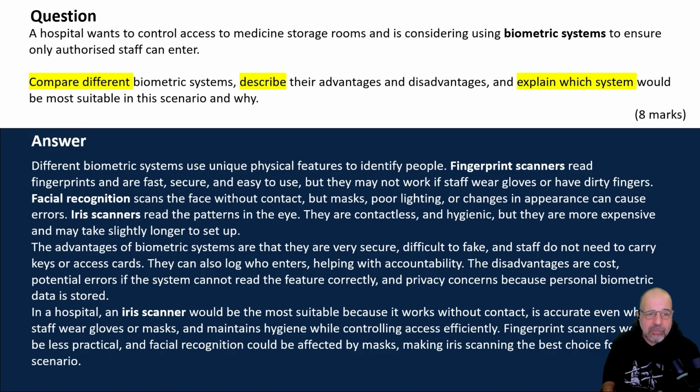Different biometric systems use unique physical features to identify people. Fingerprint scanners read fingerprints and are fast, secure, and easy to use. But they may not work if staff are wearing gloves or have dirty fingers.